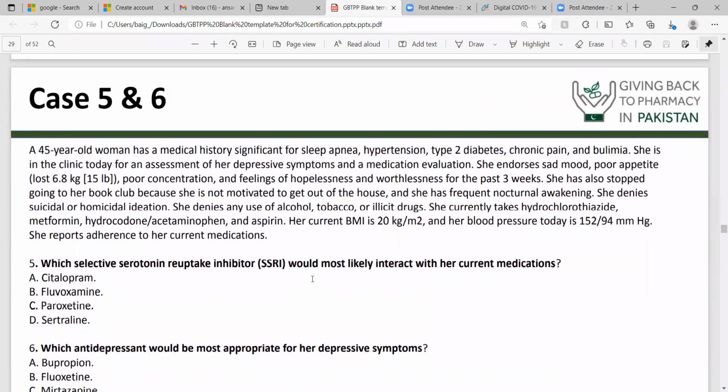So we have to keep in mind which one is a CYP inhibitor, which one is a CYP substrate or inducer. In this case, the best answer is C, which selective serotonin reuptake inhibitor will most likely interact with her medication. So the answer is C, paroxetine. The reason is interaction with this patient's current medication, because this is a CYP inhibitor and it is going to interact with Norco. Norco is hydrocodone and acetaminophen.